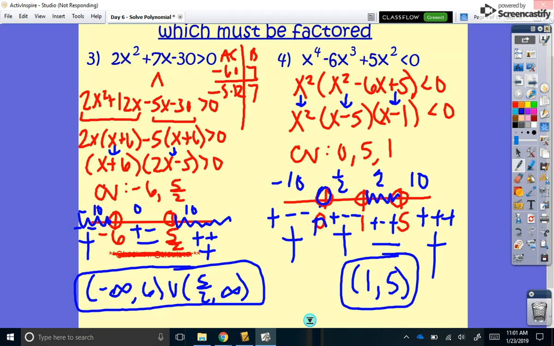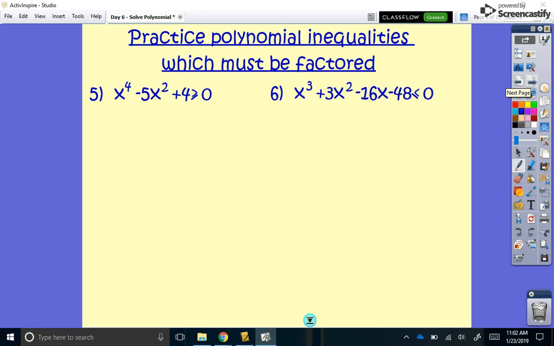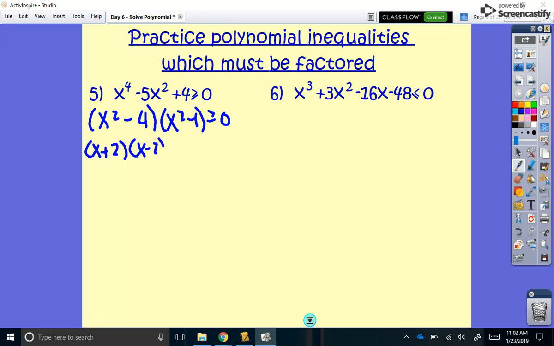Moving on. You can try these two on your own if you want. If you do that, just hit pause and hit play when you're ready to work through this. So I'm going to do the AC method here. This is going to be x squared minus 4 times x squared minus 1 is greater than or equal to 0. Both of these factor further. So this is x plus 2, x minus 2, x plus 1, x minus 1.